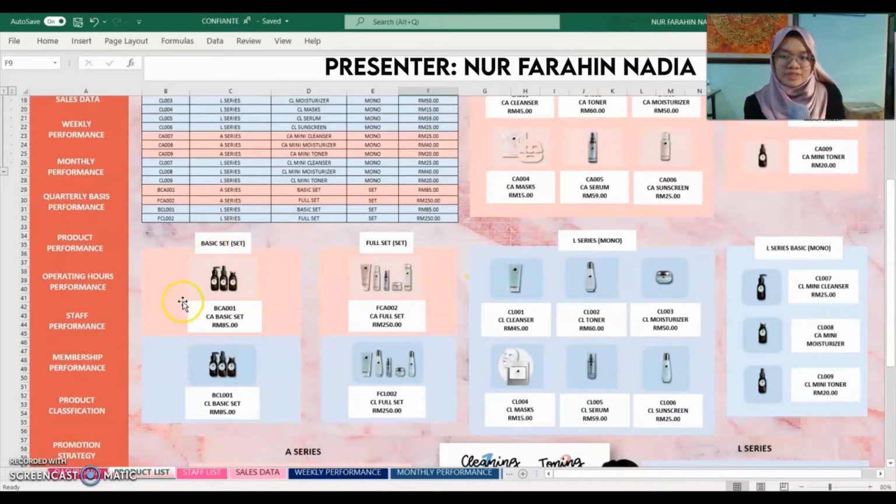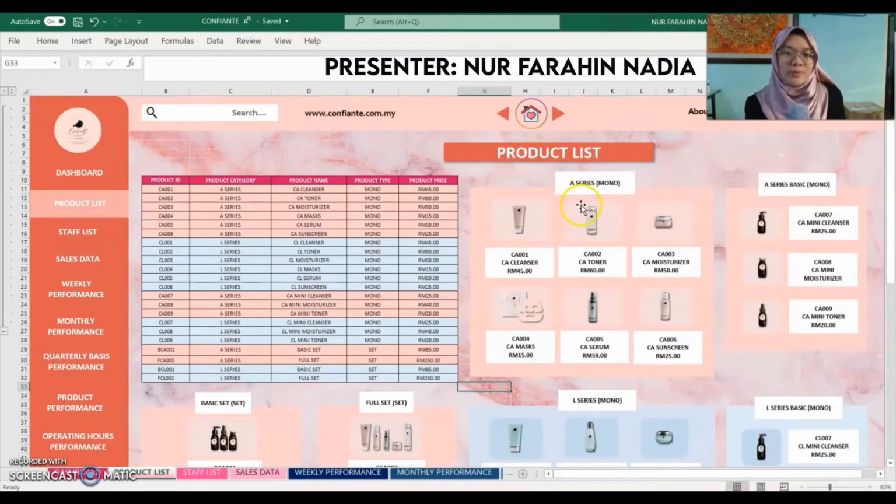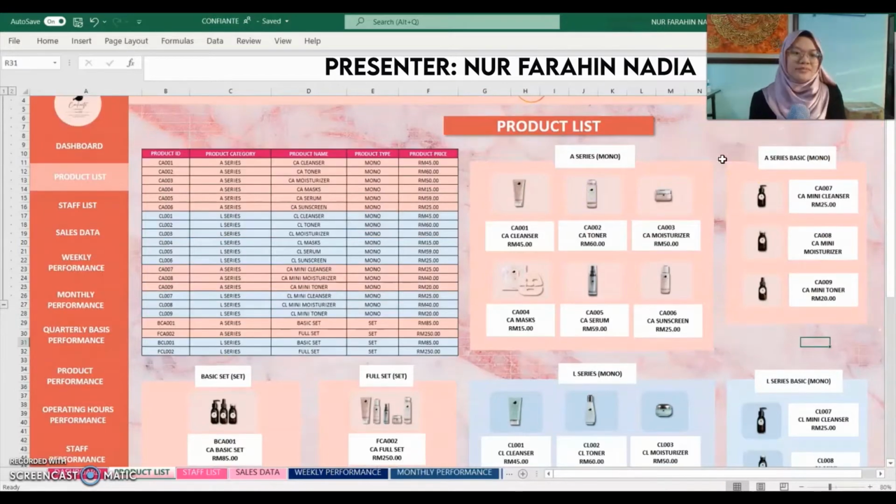We have here basic, set, and full set. Customers can also opt for mono for buying a single product only to minimize their budget, or they can buy basic mono if they would like to do patch tests.